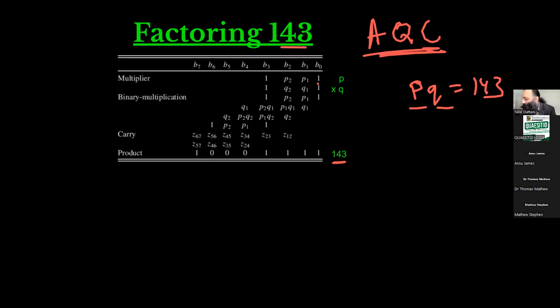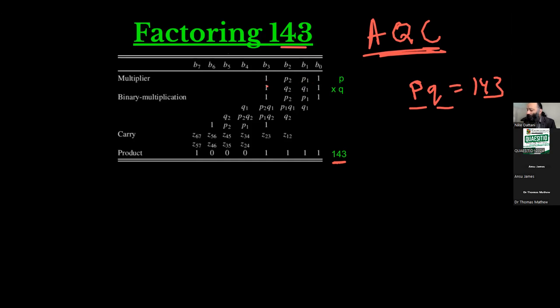We know that the last bit is a one because it's an odd number. If it's an even number, if the last bit is a zero, we have an even number. If we want to factor an even number, we just divide by two. We just keep dividing by two until we have an odd number. So the interesting case is where P and Q are prime. They are ending in ones.